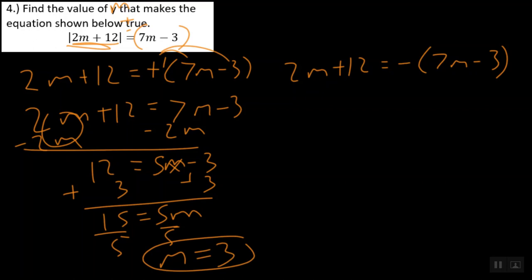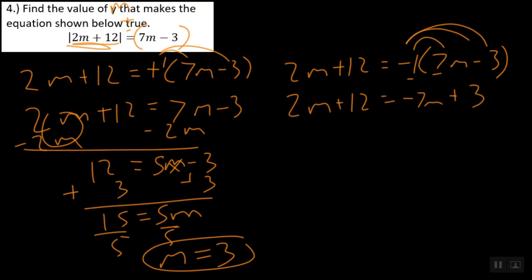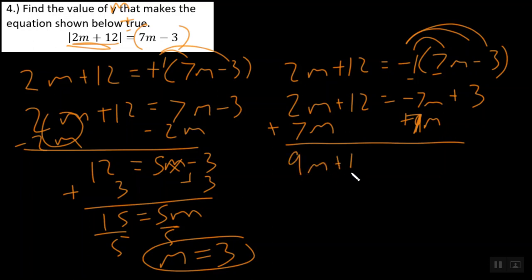Now, let's go ahead and test out the other side. I have my -1, and I'll distribute that. So I have 2m plus 12 is equal to -1 times 7 is -7m, and a negative times negative is a positive. Once again, what do I move first, my variables or my constants? And hopefully you said our variables. So we can add 7m to both sides, and 2m plus 7m is 9m plus 12 is equal to 3.